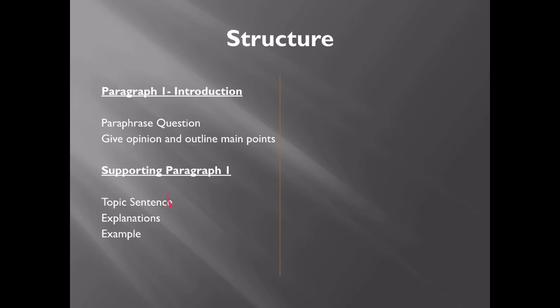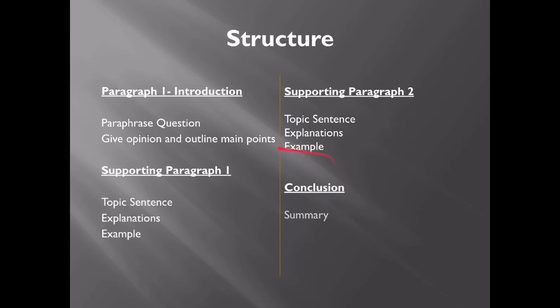Supporting paragraph 1, you're going to take your first main idea and you're going to put it into your topic sentence. Explain why you believe that main idea answers the question. Give an example to help you support that main idea, and then you can move on to the second supporting paragraph. You're going to use the exact same structure here for your second main idea. And then in your conclusion, you're going to summarize your opinion and your main ideas.